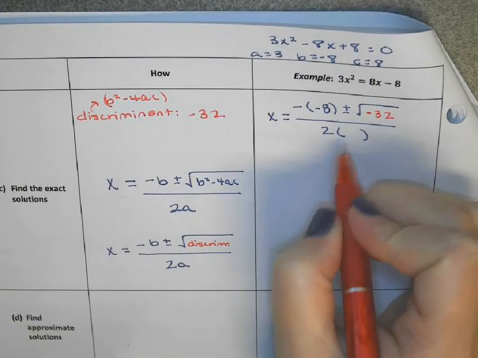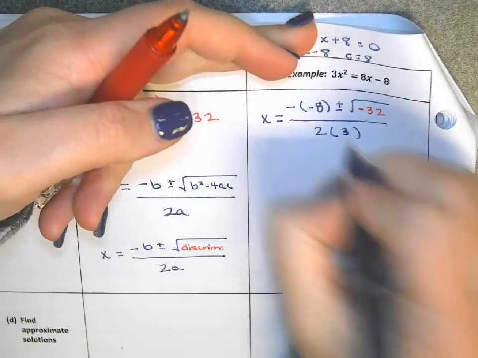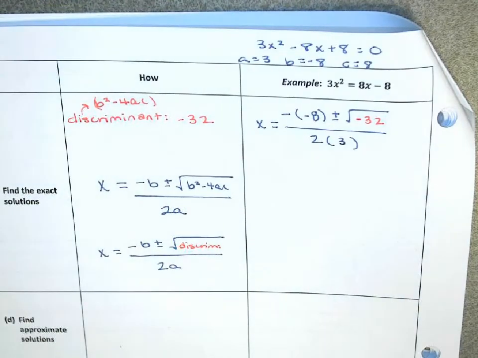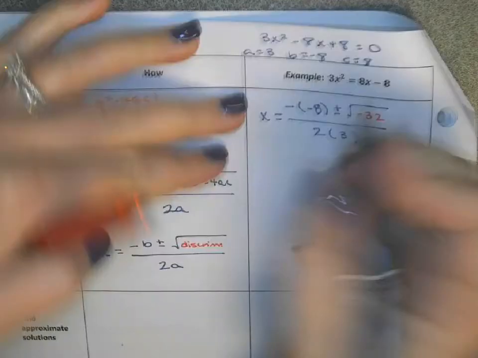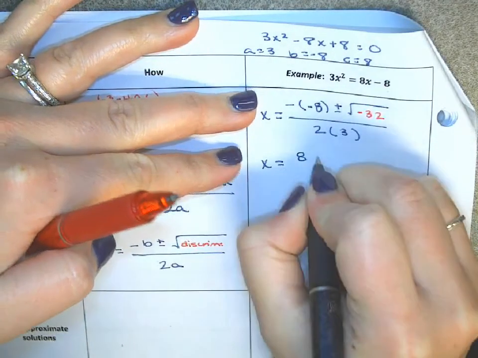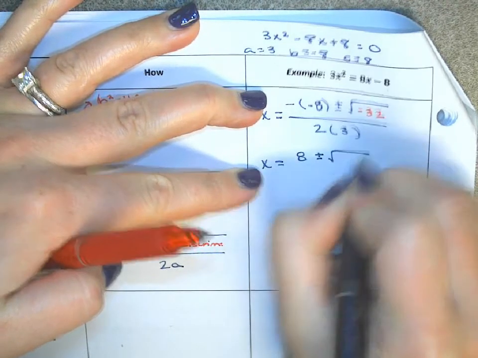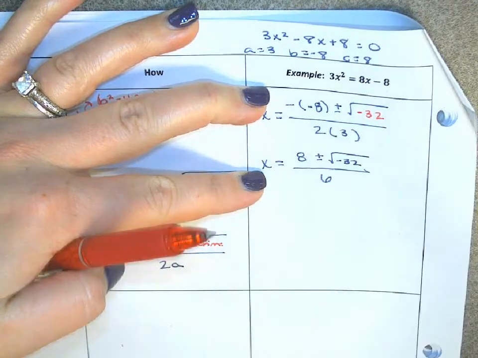Divided by 2 times, what was the a value? 3. So from there, now we're just going to work at simplifying this. Okay? So x equals 8, right? Negative of a negative is 8, plus or minus the square root of negative 32 over 2 times 3 is 6 on the bottom.